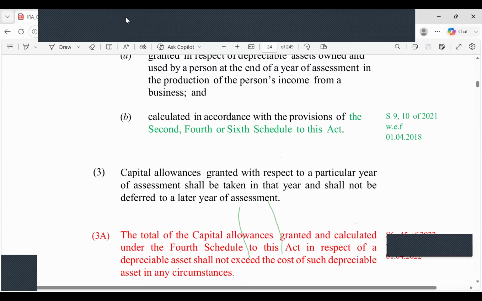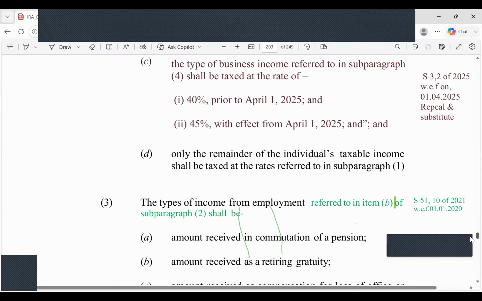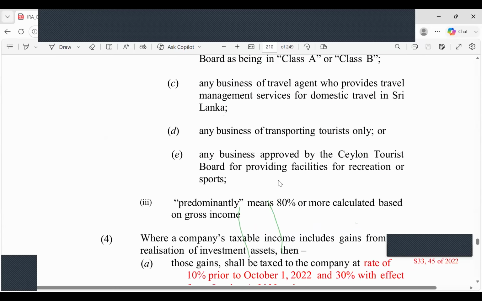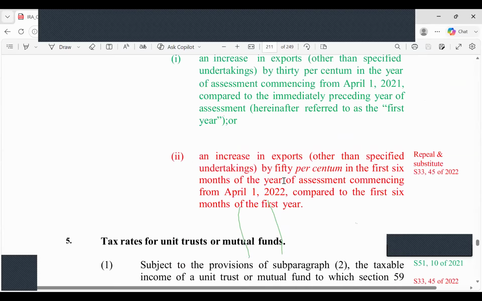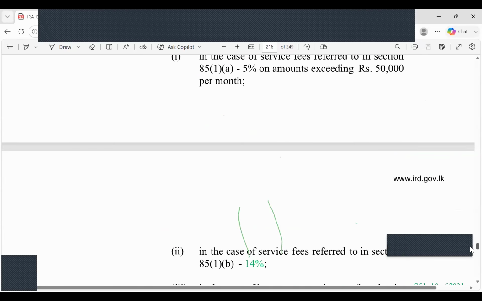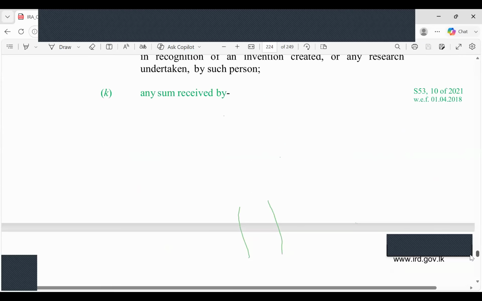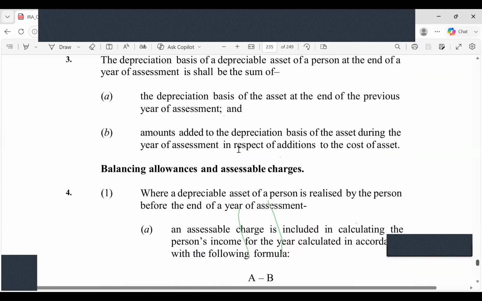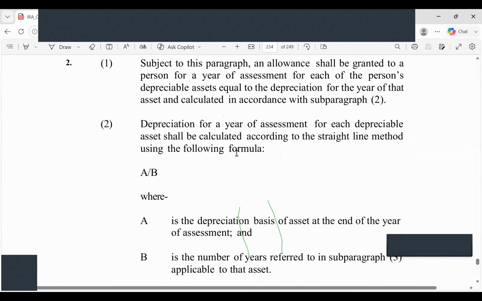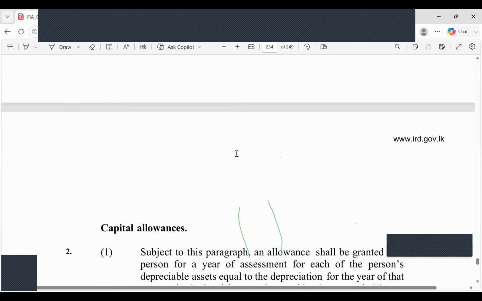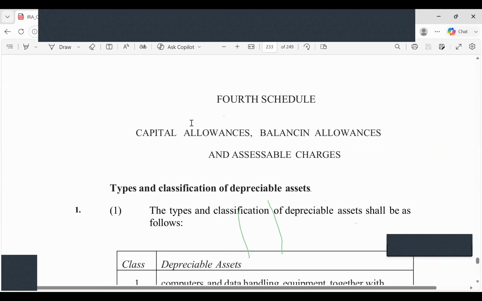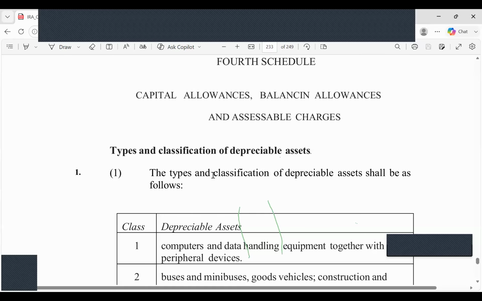Then I will show you the schedule applicable for capital allowances. It is schedule 4. This is schedule 4. The 4th schedule is for capital allowances, balancing allowances and assessable charges. So based on the formulas and the things provided in this schedule, we have to calculate capital allowances.